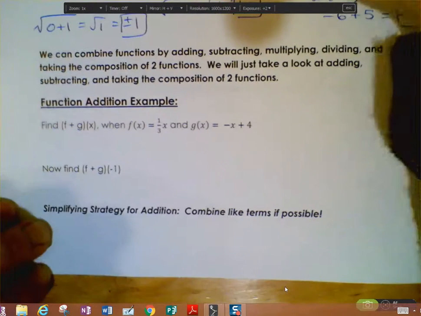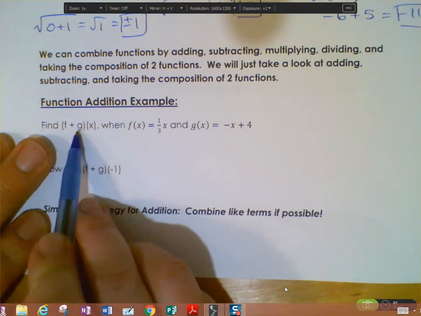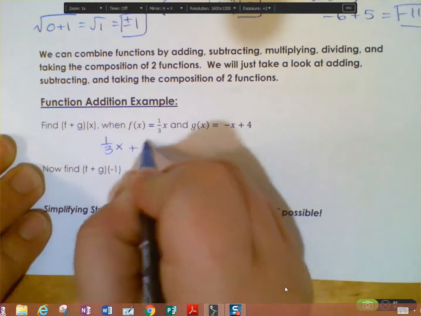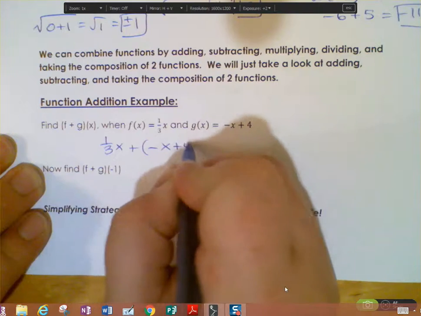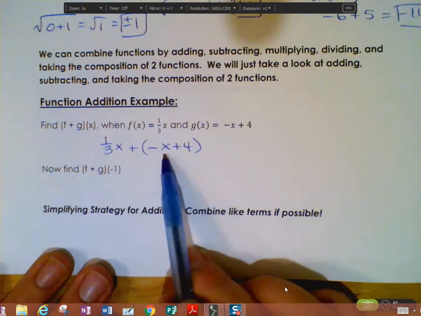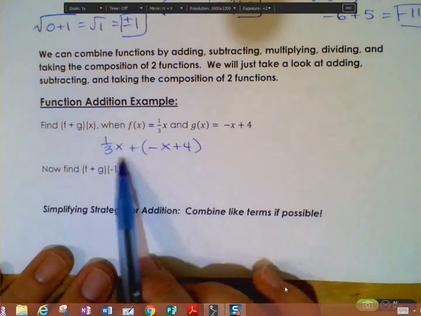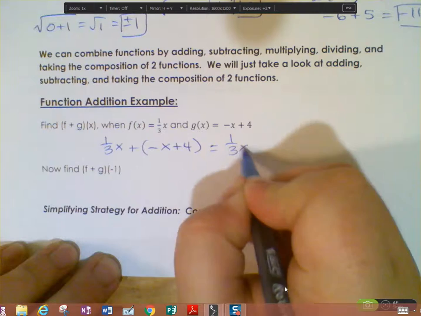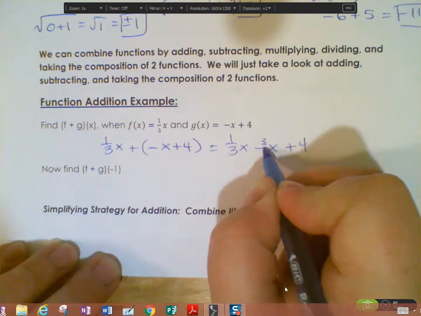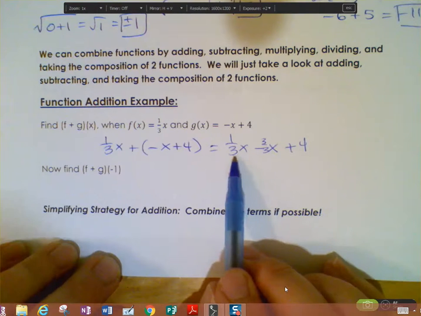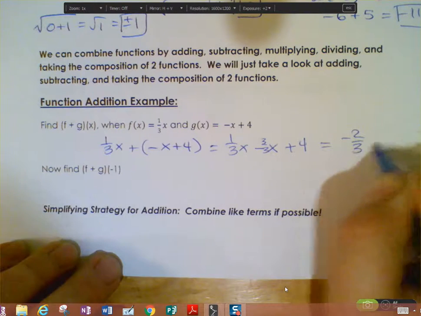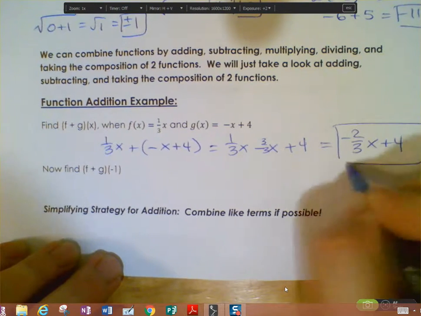These are pretty simple. All we do is we add f of x to g of x. So we say 1/3 x plus, and I'm going to put this in parentheses because I'm adding the whole entire thing. And it's easy to see that this is my first function being added to my second function. I don't have anything to distribute, so I can go ahead and drop those. 1/3 x minus x plus 4. And I'm going to kind of write in, this is a 3/3. So when I simplify, I have 1/3 x minus 3/3 x. So I'm going to get negative 2/3 x plus 4. It's my resulting function.